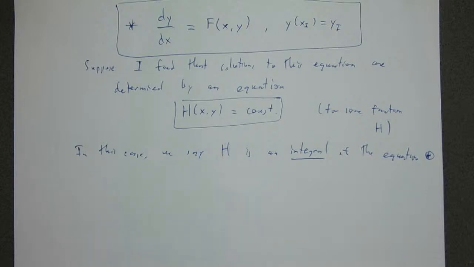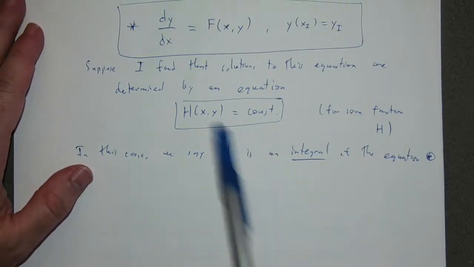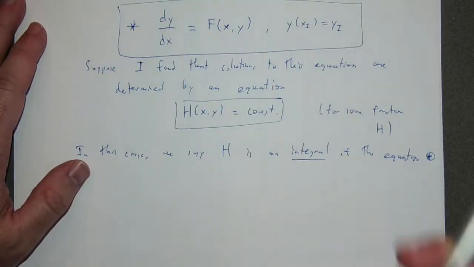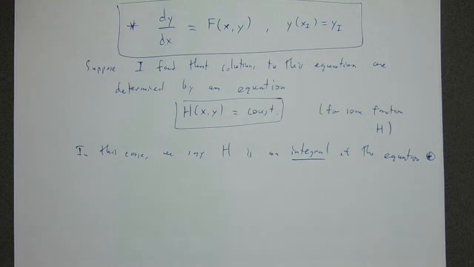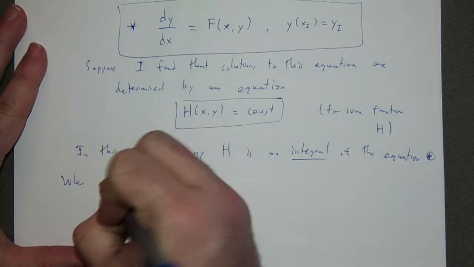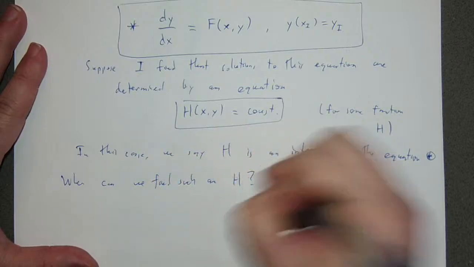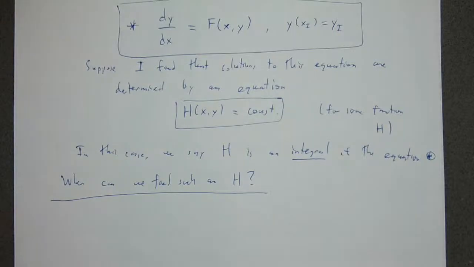Now, why are we talking about this? Because we know that we can't always solve an equation like this. Look at how general this is. This is not necessarily separable. This is not necessarily linear. And so this is a more general type thing. We already know in the case of separable equations that we can't always find an explicit solution. So sometimes this is as good as we can do. The question is, when can we find such an h? In that case, we would call this differential equation integrable, or we'd say it has an integral.